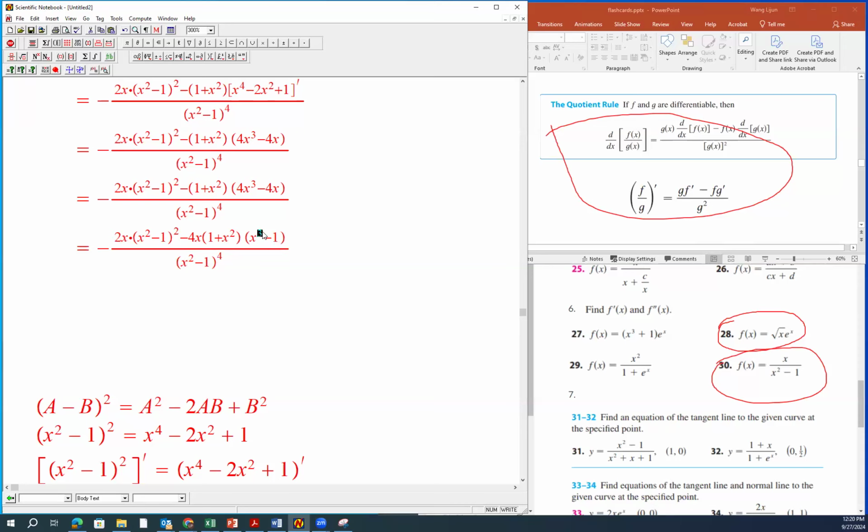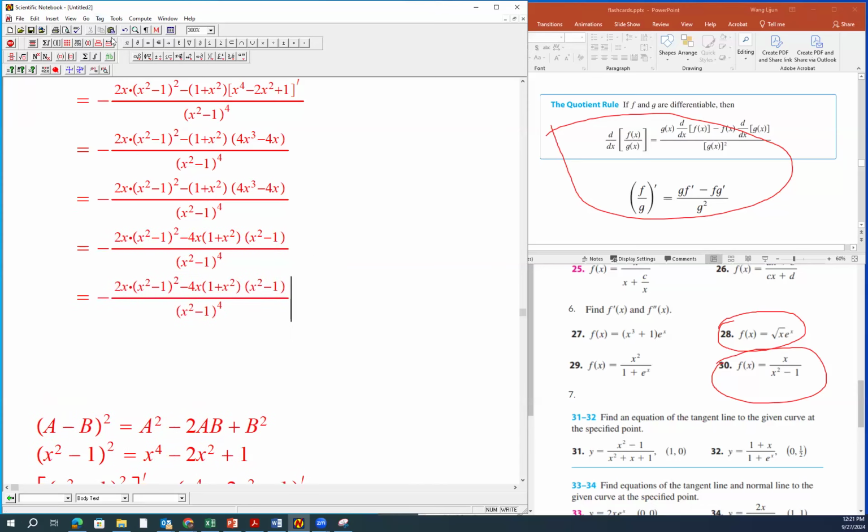We notice there's x squared minus 1, there's x squared minus 1 squared, and there's x squared minus 1 to the power 4 in the bottom. So we can actually reduce this one. Reduce x squared minus 1. Well, you factor this out, right? Factor one of the x squared minus 1 out. So this will have 1 left.